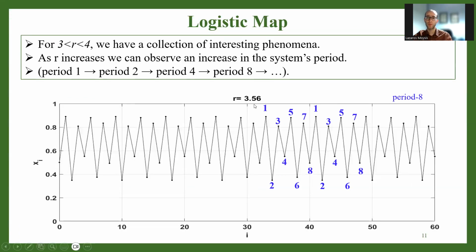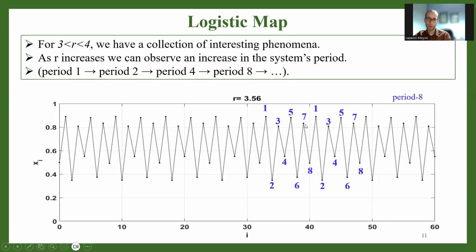Let's say I put it to 3.56. Here we have an even higher periodic behavior. It's actually period 8. So the states are 1, 2, 3, 4, 5, 6, 7, 8, and it repeats again and again. Okay, so we have increased the period.